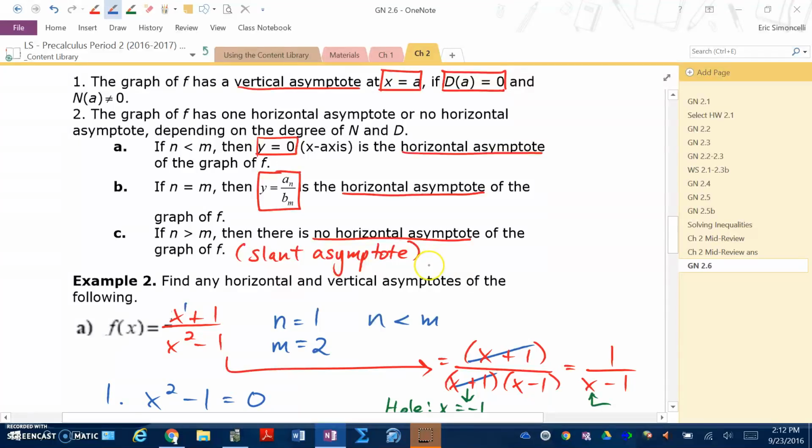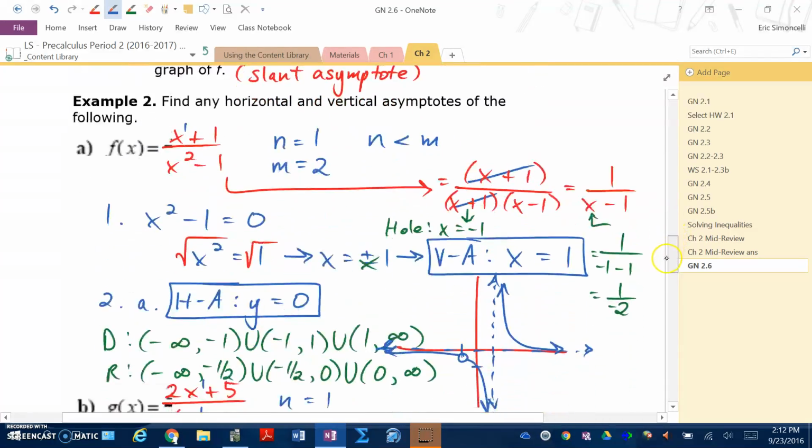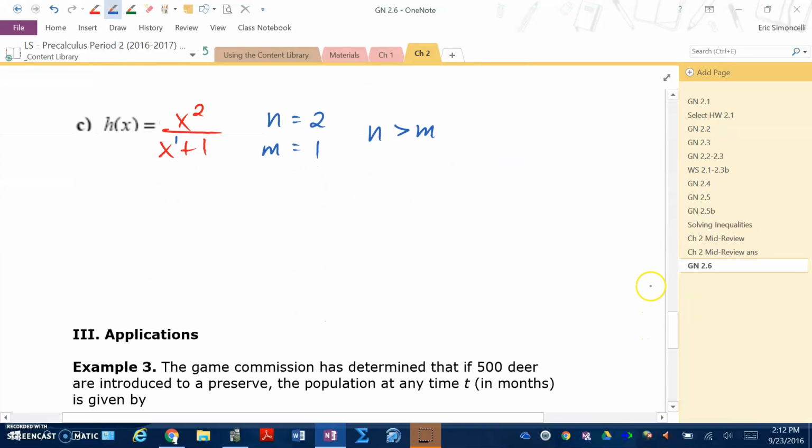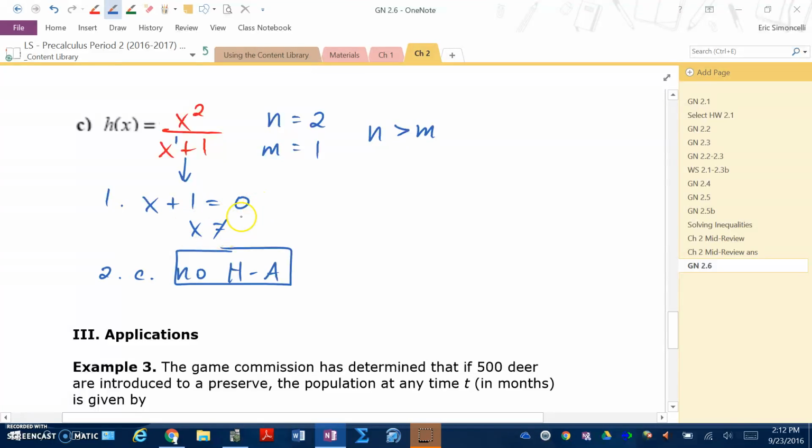Now, there will be a slant asymptote. We're not going to concern ourselves with that in this section, but as a preview of what's to come, it will have a slant asymptote. Because I already answered that, go ahead and say 2c, no horizontal asymptote. We will, like before, take the denominator and set it equal to 0. We know the denominator can't be 0, so x can't equal negative 1. When we say what the vertical asymptote is, we say x is equal to negative 1, and we're limited in that regard in terms of x.